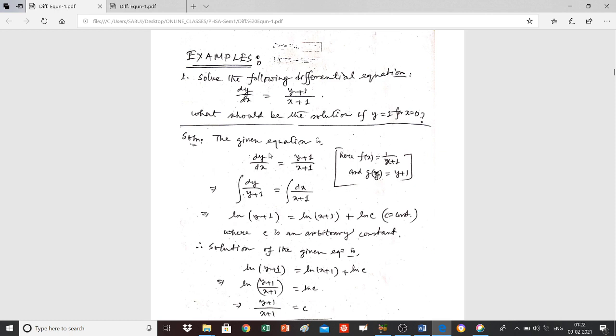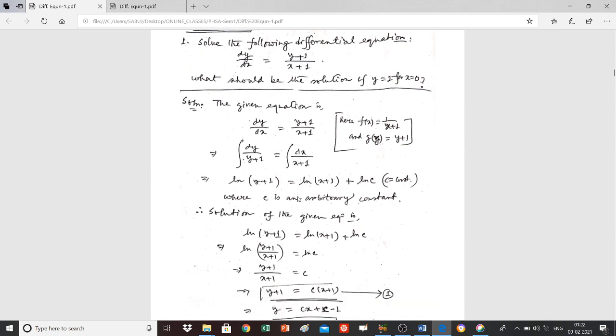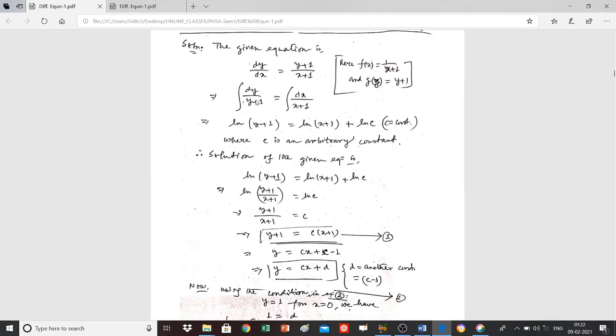So from this equation you can write dy by y plus 1, because you know that to solve this equation the method was dy by g(y) equal to dx by g(x), that is, the integration of g(x) dx. So you can easily write from this relation that dy by y plus 1 is equal to dx by x plus 1.